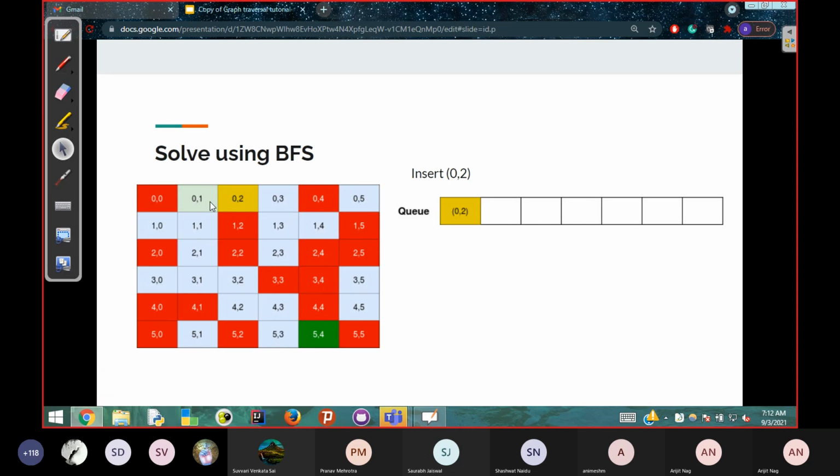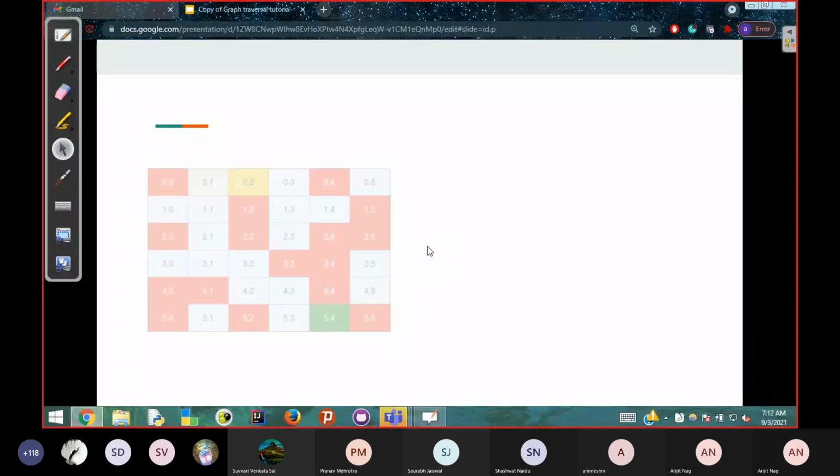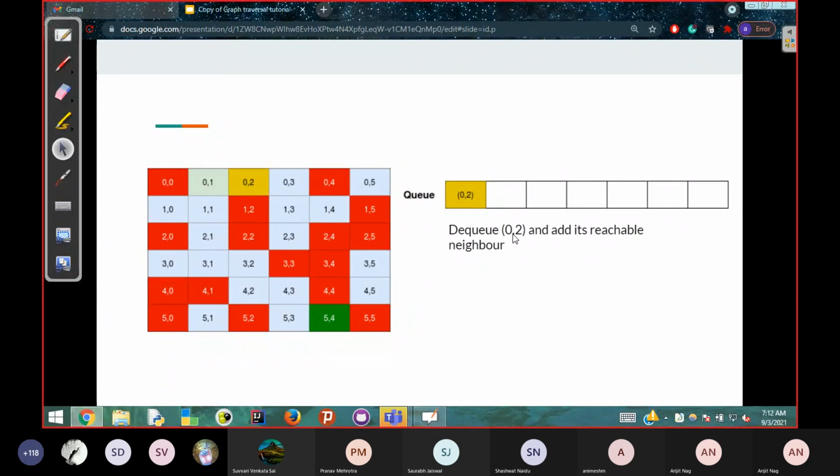We need to remember that for 0, 2 there are three adjacent nodes: 0, 1, 1, 2 and 0, 3. But we will not include 1, 2 in the queue because we cannot go to 1, 2; it is an unstable node. So we need to avoid it. What will be the next step? We dequeue 0, 2 from the queue and add its reachable neighbors into the queue. So we dequeue 0, 2 and enqueue 0, 1 and 0, 3.